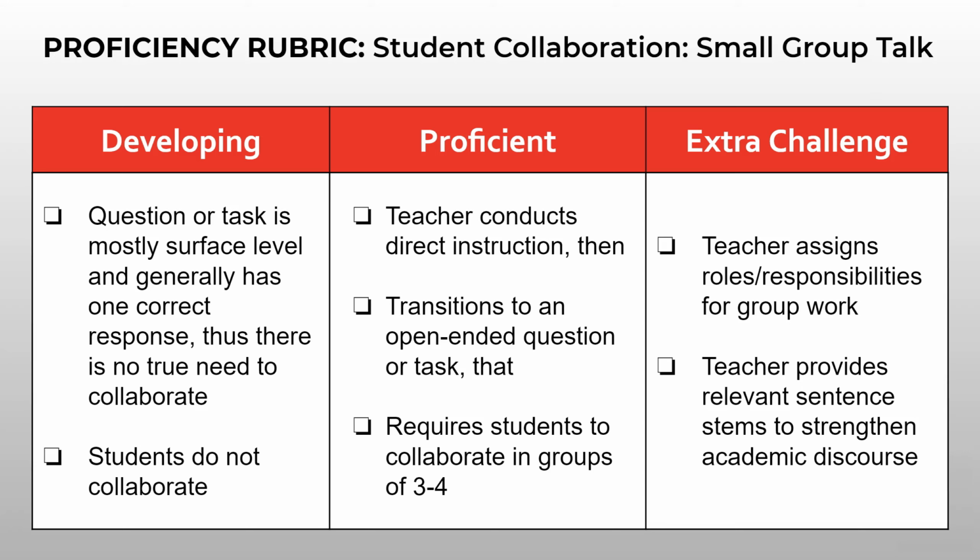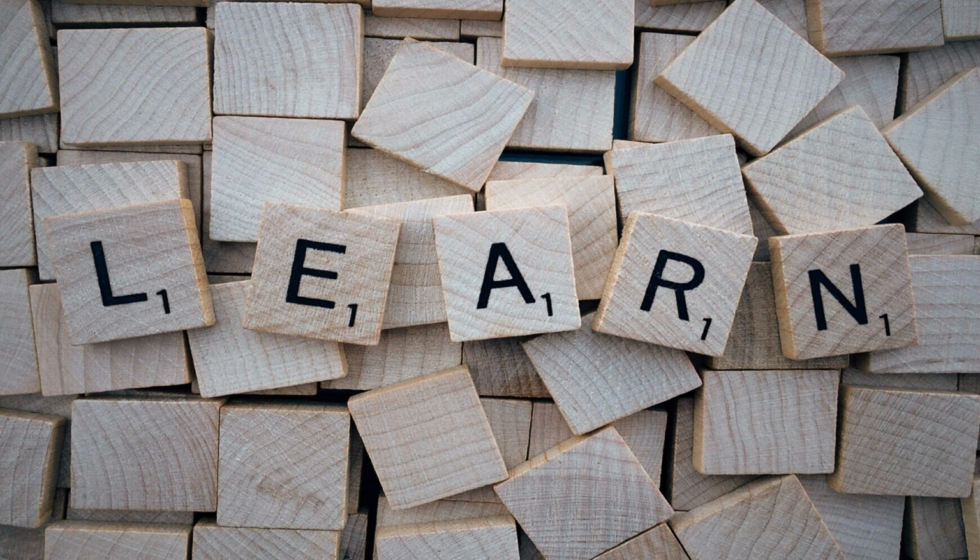You'll demonstrate your learning in a 10-minute mini lesson. To earn credit for this module, you'll conduct a few minutes of direct, teacher-centered instruction, and then transition to an open-ended question or task that requires students to collaborate in groups of 3 to 4. If you haven't already done so, grab your books and let's get started.